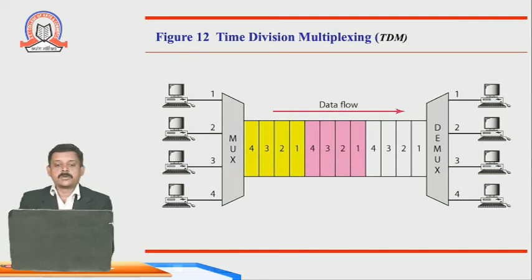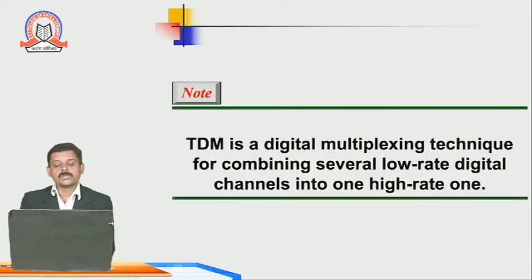Now let's discuss digital data transmission. For digital data transmission, we have time division multiplexing. In that, as you can see, the channel is categorized so that the data flow of each particular channel has a particular time slot, that is 1, 2, 3, 4, and these time slots are shared on the link as well. So time division multiplexing is a digital multiplexing technique for combining several low rate digital channels into one high rate channel.